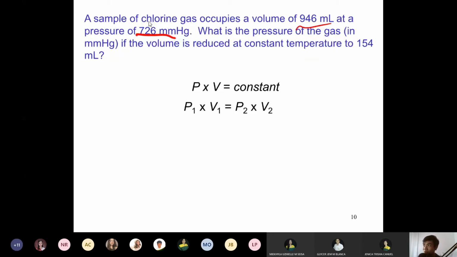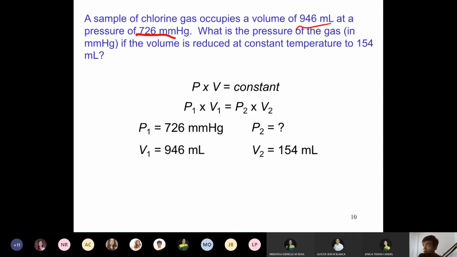So, usually, the first ones given are the initial condition. Initial pressure, 726 mmHg. Initial volume, 946 ml. Final pressure, that's what we're looking for. Volume, 154 ml. By the way, the units must be the same. If this is in ml, this must also be in ml. If one is in liters and the other in ml, you have to convert liters to ml or ml to liters. Basically, the units must be the same because later on we should cancel the unnecessary units, so we can arrive at the correct answer.